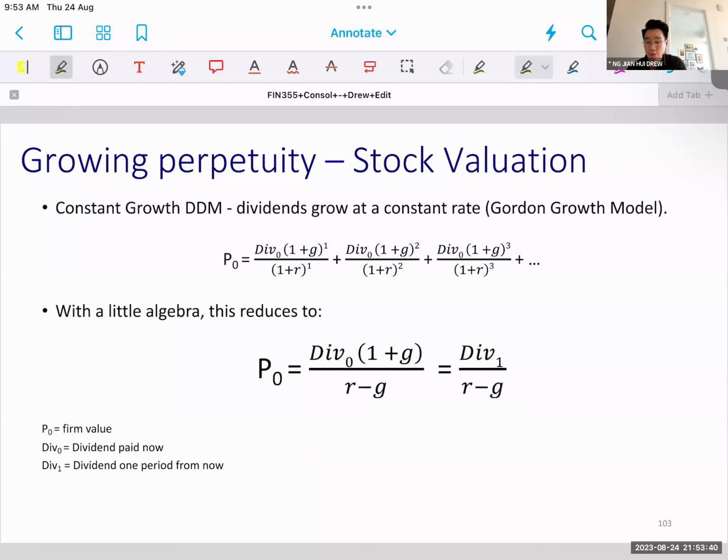So they use the growing perpetuity formula because your dividend is growing at a certain rate of G, right? So how do you calculate the stock price? So this is a recap again on this idea of using a growing perpetuity to calculate stock price. P0, stock price or firm value, equals your dividends in year 0, that means dividends now, multiplied by 1 plus G, divided by R minus G, right?